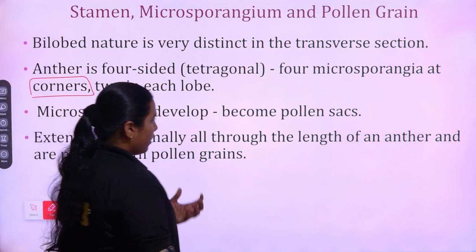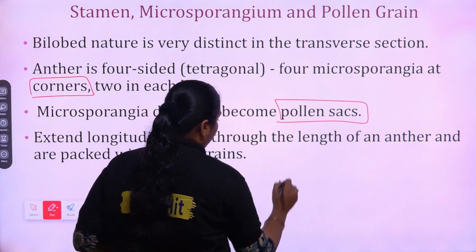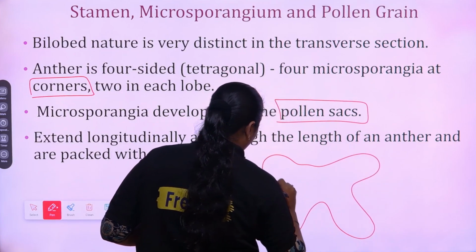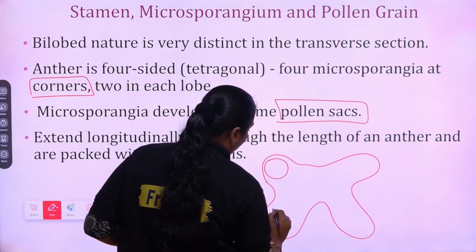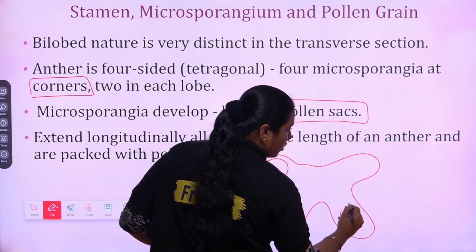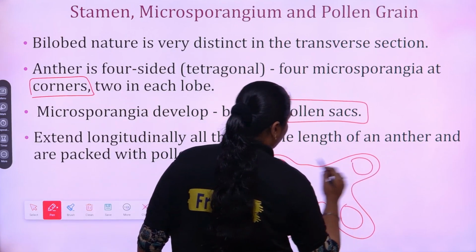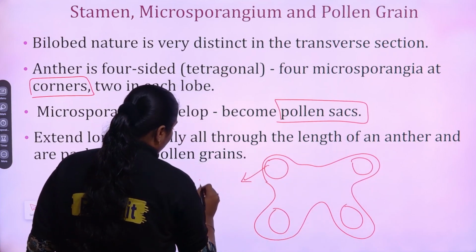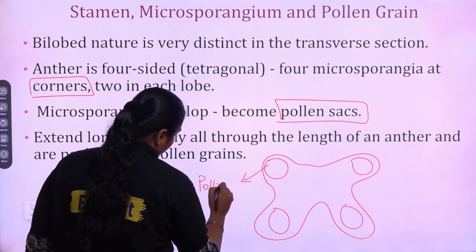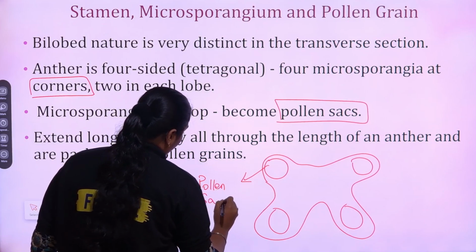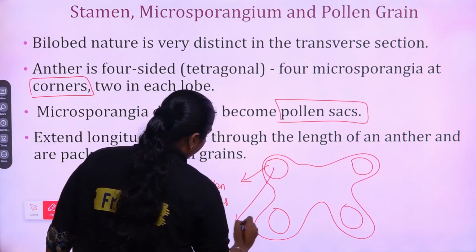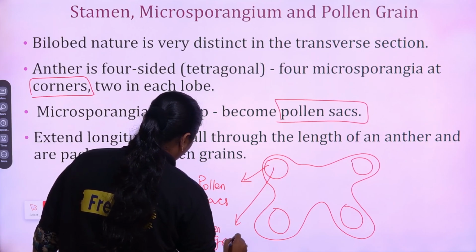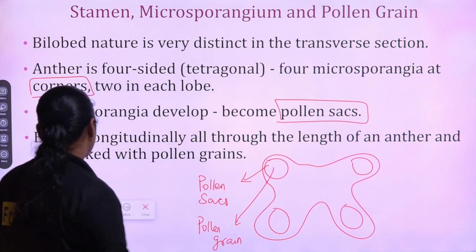Microsporangia will develop and form pollen sacs. So just imagine like this. Microsporangia 1, 2, 3 and 4. So microsporangia will be formed only at the corners. This microsporangia will then be formed into pollen sacs, and inside this we have pollen grains. Okay, hope you are understanding.